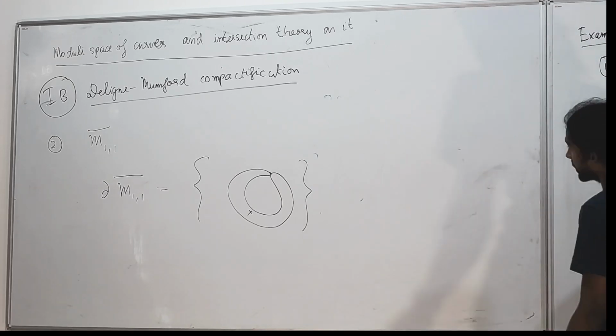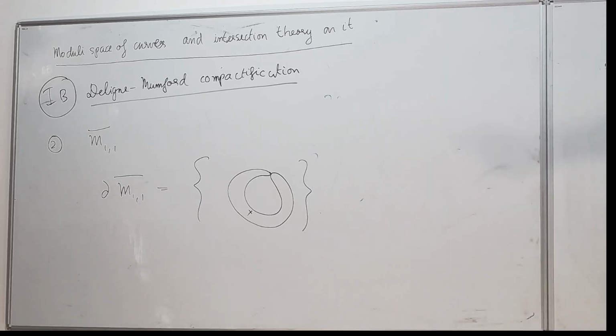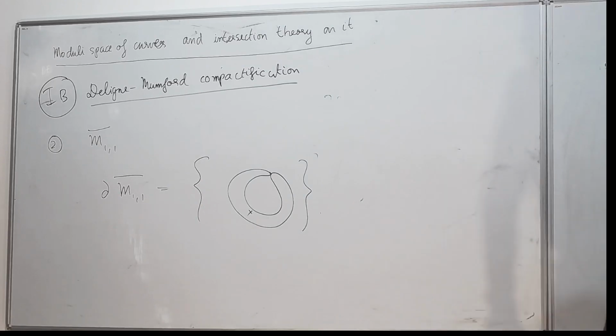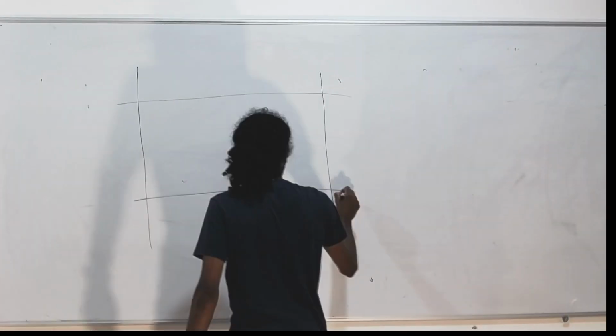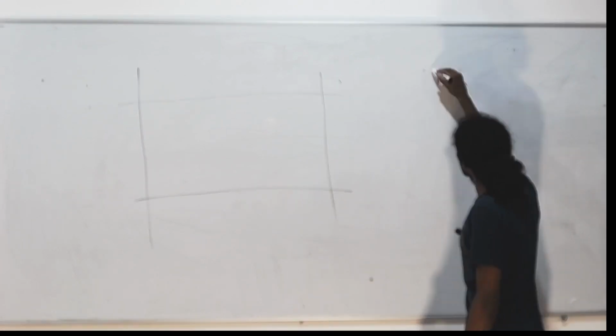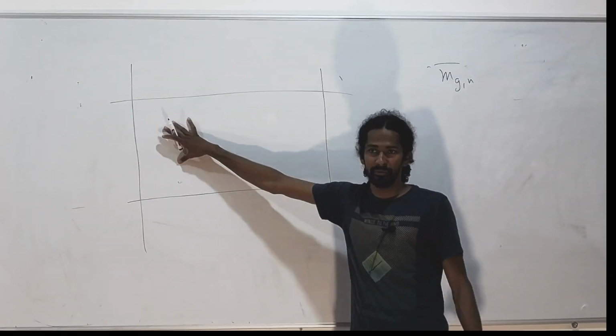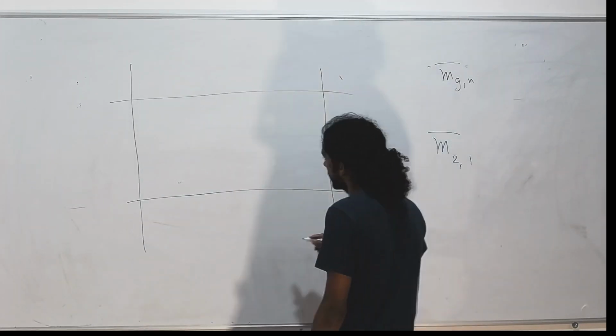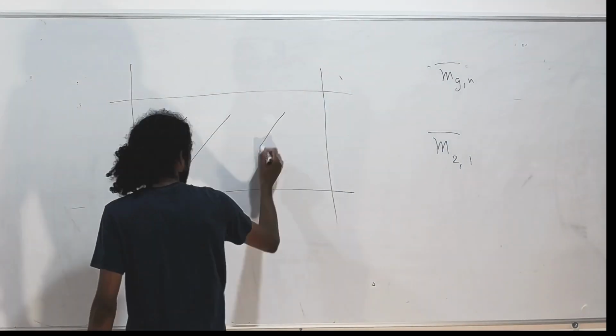Let me try to get that. The cartoon picture, right, of M_g,n bar in general. The interior of this square I'm going to think of as M_g,n. So let's just do something, say (2, 1), right? So a point here is an M_g,n bar.